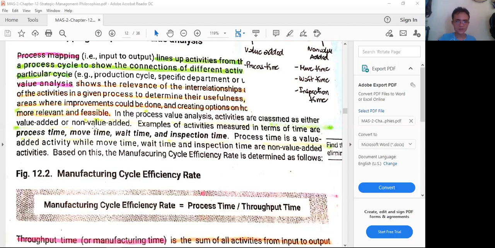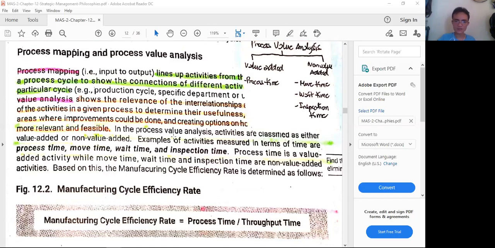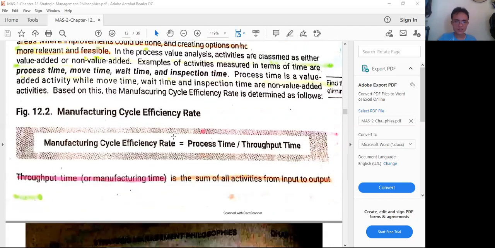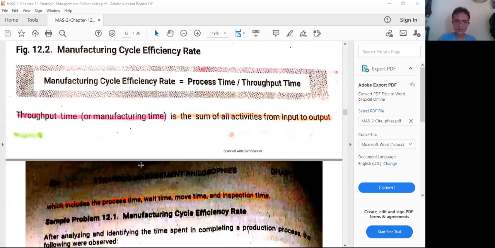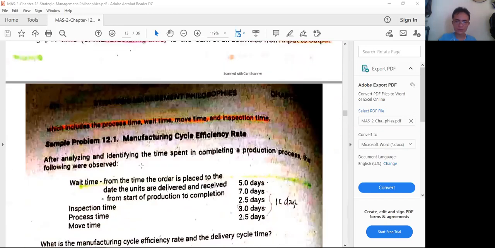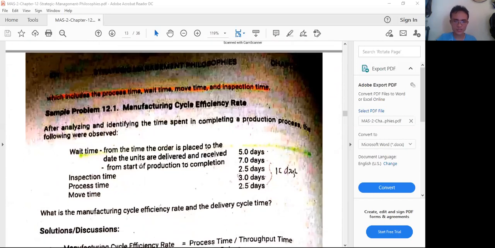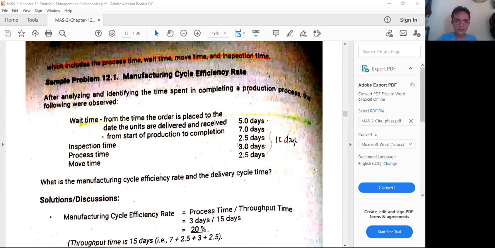However, the move time, wait time, and inspection time would be the non-value-added activities because they're just like after the production of the products. Then here's a ratio. Manufacturing cycle efficiency rate is process time over throughput time. Throughput time is the sum of all activities from input to output, which includes the process, wait, move, and inspection. So here's an example.